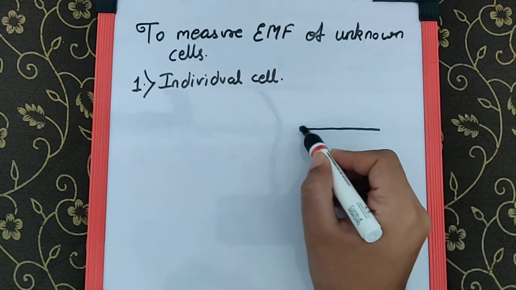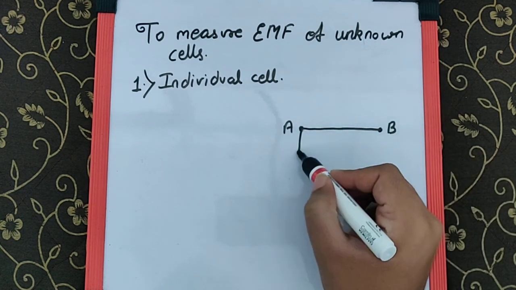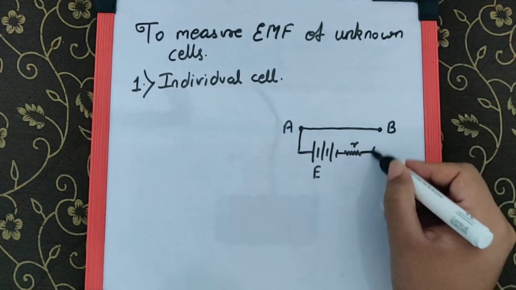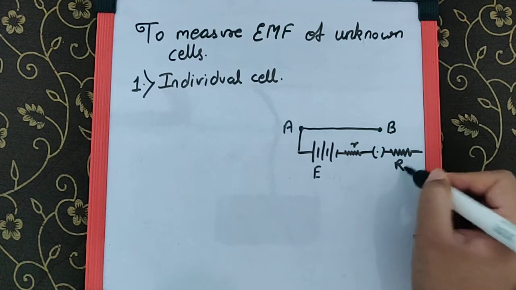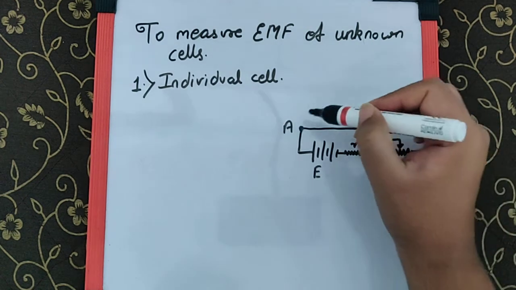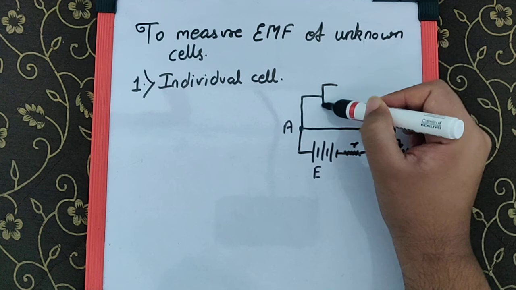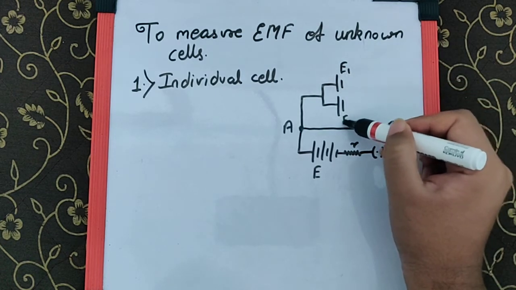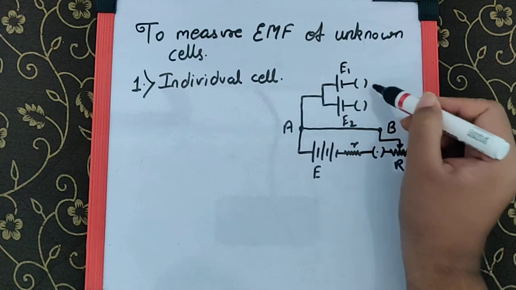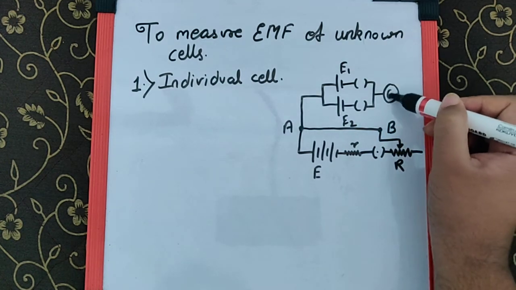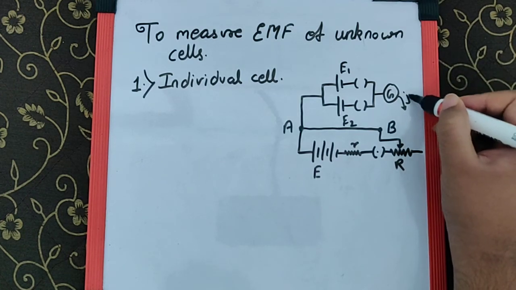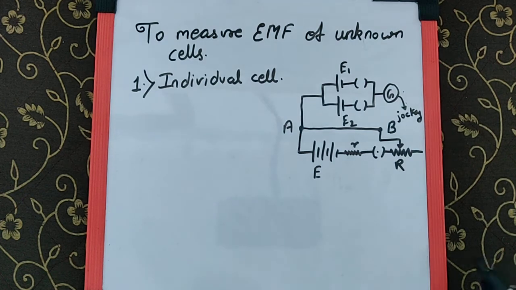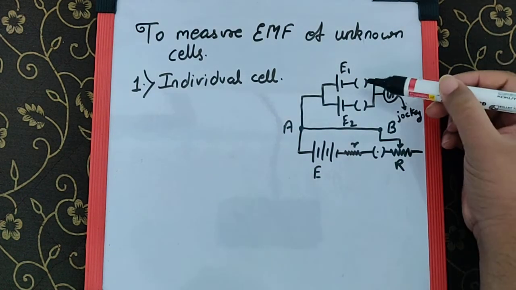Now, how do we do that? Let's say there is a wire AB which is connected with a standard cell E having internal resistance r, a key and a rheostat having resistance R. Along with that, we connect another circuit where we will have two unknown cells connected as E1 and E2, along with the keys attached to it, and that part is connected to the galvanometer and a jockey.